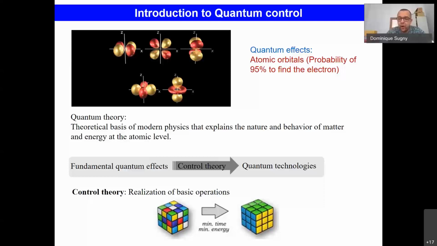So I consider here a Rubik's Cube, and the goal is to go from a random Rubik's Cube to a regular one, for instance, in minimum time or with a minimum of energy or with a minimum of manipulations. And so we can use control theory to compute, for instance, the minimum number of manipulations we need to transform this random Rubik's Cube into a regular one.